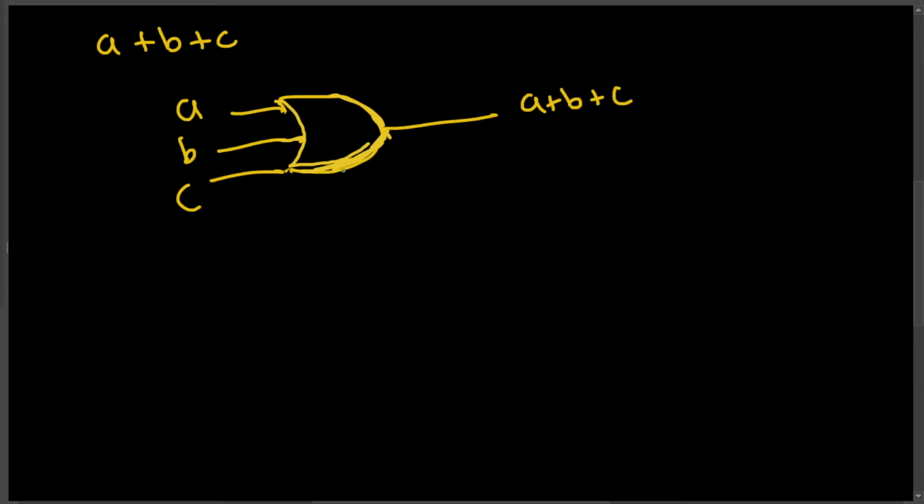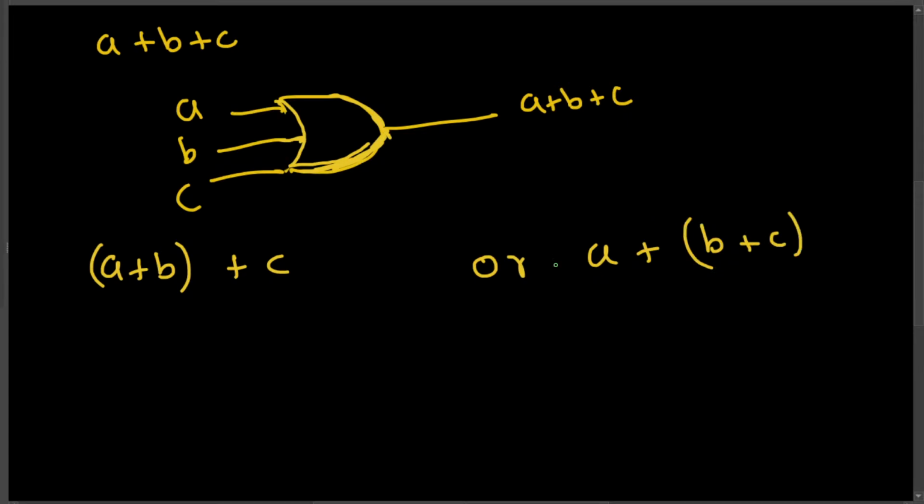Now let's say you only have 2 input OR gates available. Can you express this expression in 2 input OR gates? Yes, you can do it. You can take a and b together. You can do a plus b input and then c input separately, or you can do a input and then b plus c separately. You can do both of them. Yeah, I will show you how to do this.